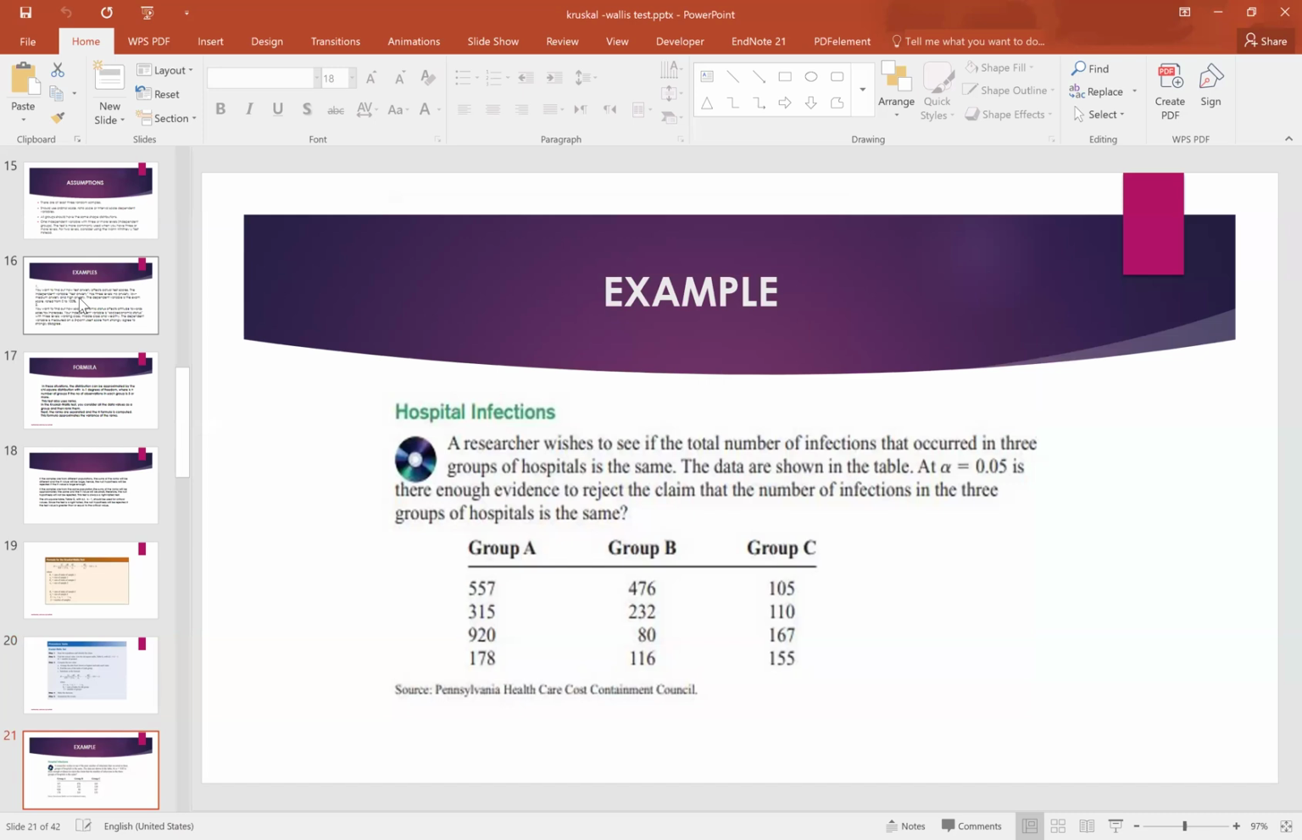Example, hospital infections. A researcher wishes to see if the total number of infections that occur in 3 groups of hospitals is the same. The data is shown in this table. The table shows group A, group B, and group C, different hospital data, at alpha equal to 0.05. Is there enough evidence to reject the claim that the number of infections in the 3 groups of hospitals is the same?